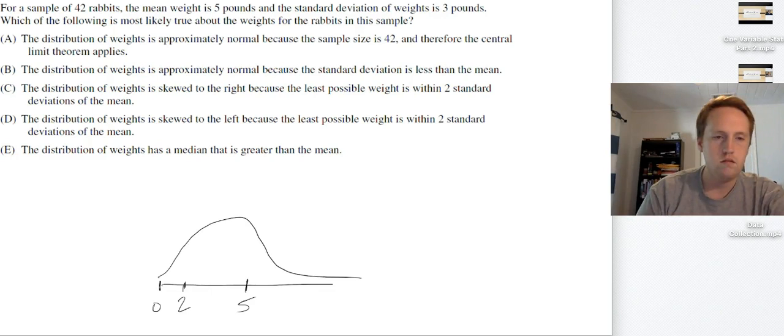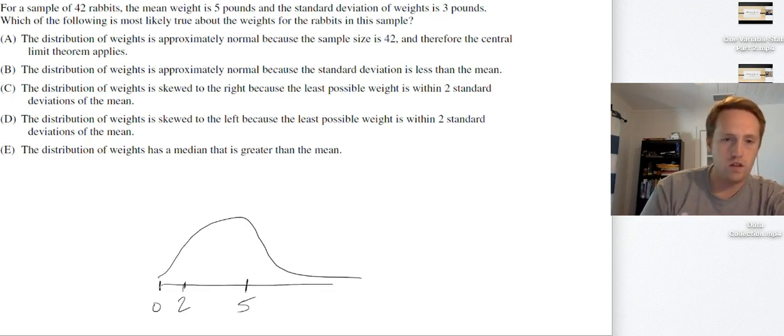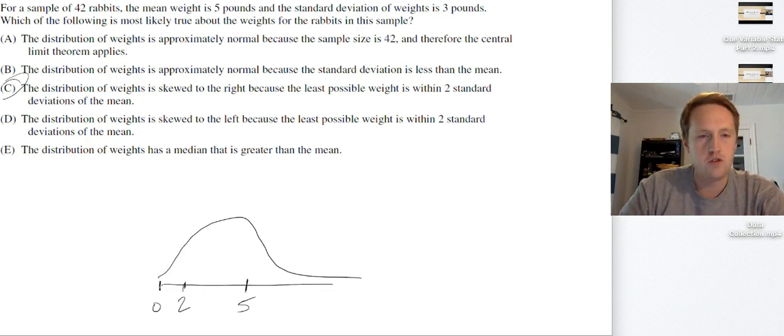This has to be skewed. And it's going to be skewed to the right because that's where the tail is. Let's see. Actually, I think it specifically says right there. The distribution of the weights is skewed to the right because the least possible weight is within 2 standard deviations of the mean. That's it.